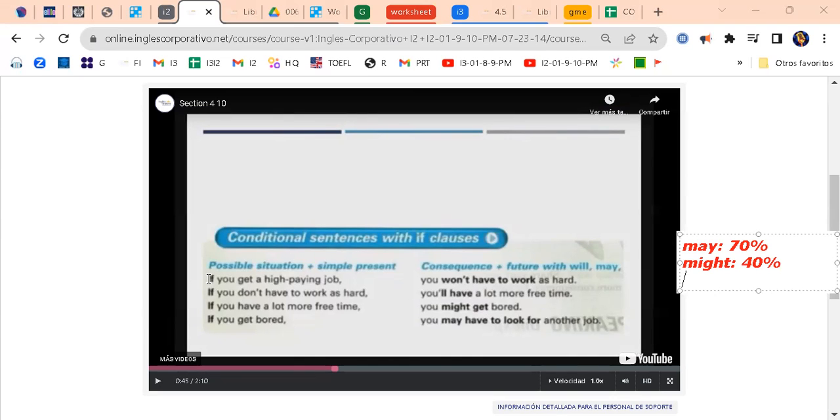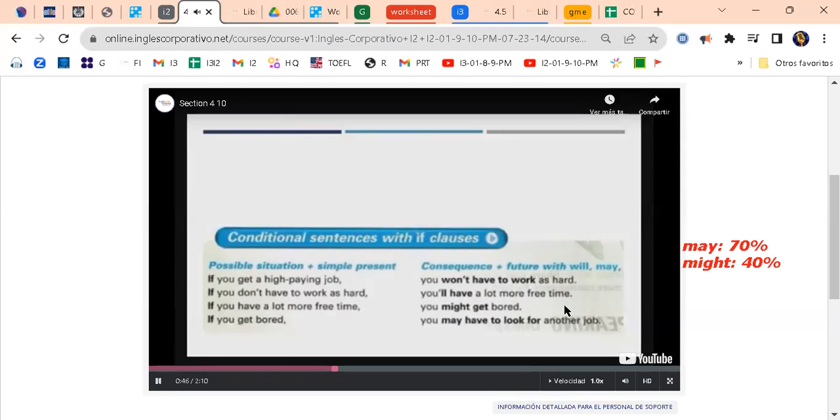So if you can notice, we need an if clause, the ones that start with if. If you get a high-paying job, you won't have to work as hard. If you don't have to work as hard, you'll have a lot of free time. If you have a lot more free time, you might get bored. If you get bored, you may have to look for another job. So let's continue.